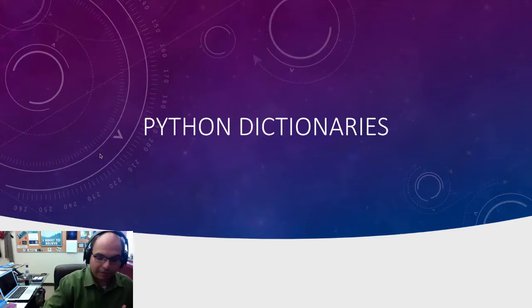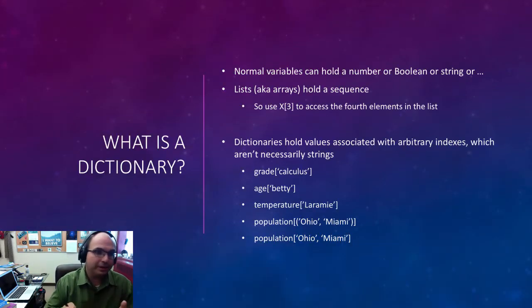Okay, so let's learn about Python dictionaries. Now here's the idea. You can have normal variables, x equals 3, y equals "Fred", and those variables hold a single number or a single boolean or a single string. That's what they do, right?